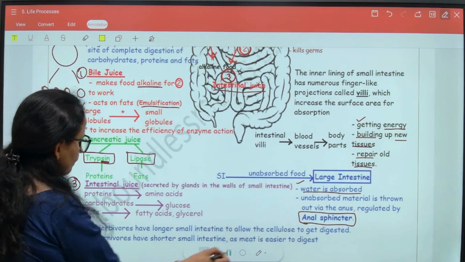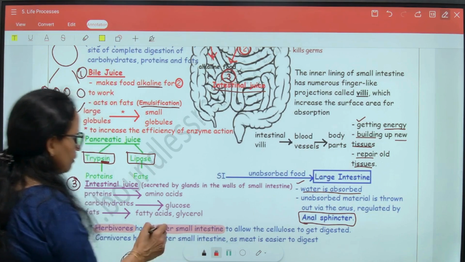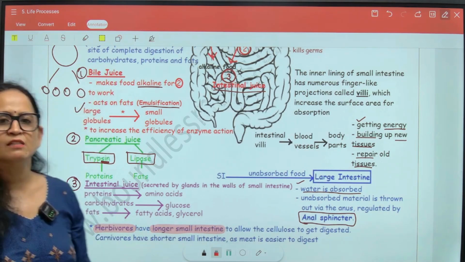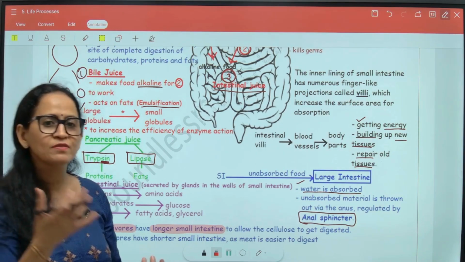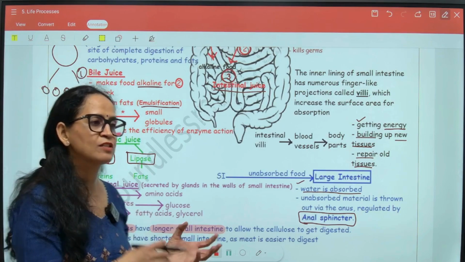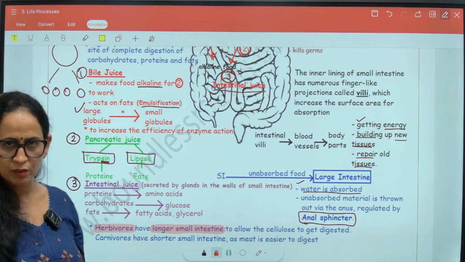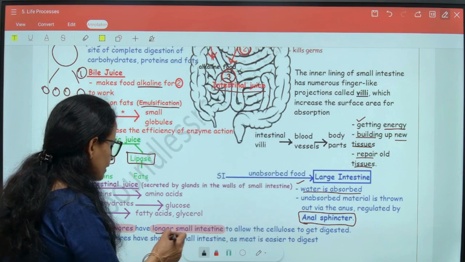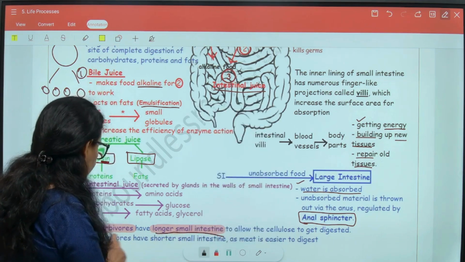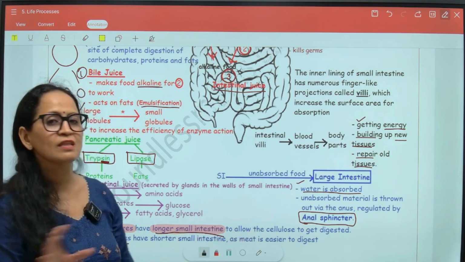In herbivores, herbivores have a longer small intestine. Why? Because the food they eat is plant-based food, and plants have a cell wall. Plant cells have cell wall made of cellulose. So they have to digest food that has cellulose, which is difficult to digest and takes longer to digest. So that's why they have a longer small intestine as compared to carnivores, because carnivores mainly eat meat, which is easier to digest.